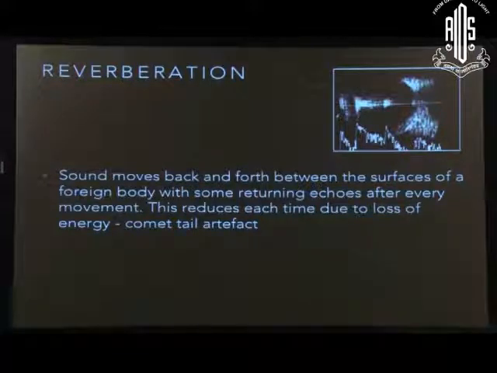Reverberation is another important phenomenon. A lot of us do ultrasounds to detect foreign bodies. And the typical finding is the comet tail artifact, as you see here, you have a very highly reflective echo trailing towards the right side of the screen. Why does this happen? This happens because sound moves back and forth between the surfaces of these foreign bodies. Each time the sound wave loses some more energy, so you get this little trail of echoes. So this is a typical comet tail artifact seen in a patient with a small foreign body.